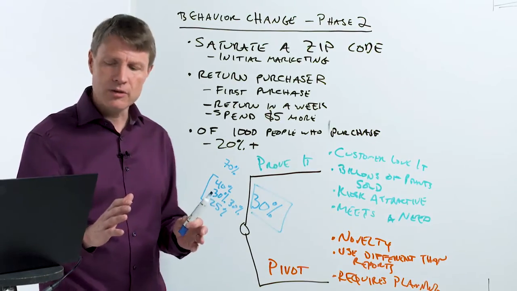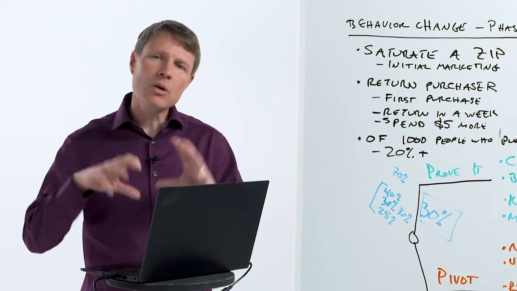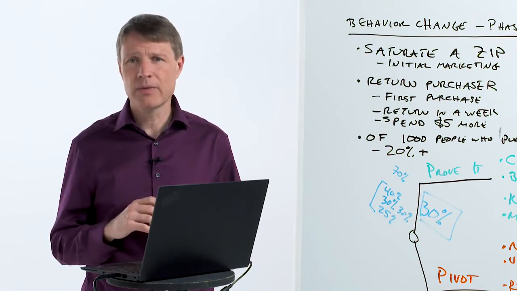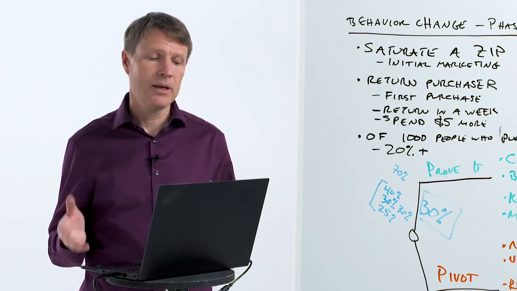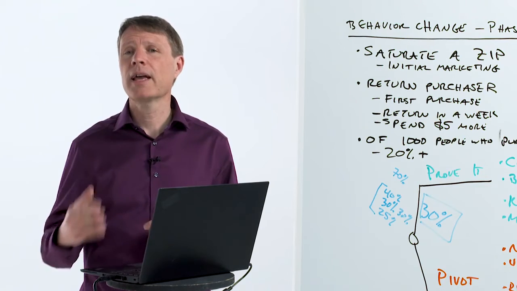So that's the basic procedure. If I come back to the summary here on the chart, you see the overall procedure is to associate the proof point with the phase, define how you would know, and in this case, get reasons for optimism and pessimism, get just a brainstorm list, don't argue too much, assess the numbers independently, compare them, select one, and if necessary, inquire into the really big differences. Don't worry about the small stuff and see if that changes anybody's mind. But at the end of the day, you need to select some number you're going to use to represent the probability of this proof point and of this phase.